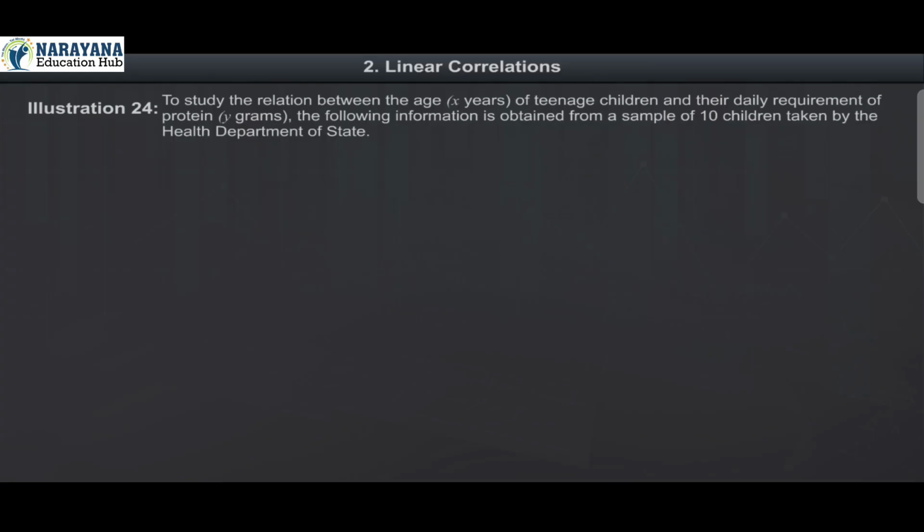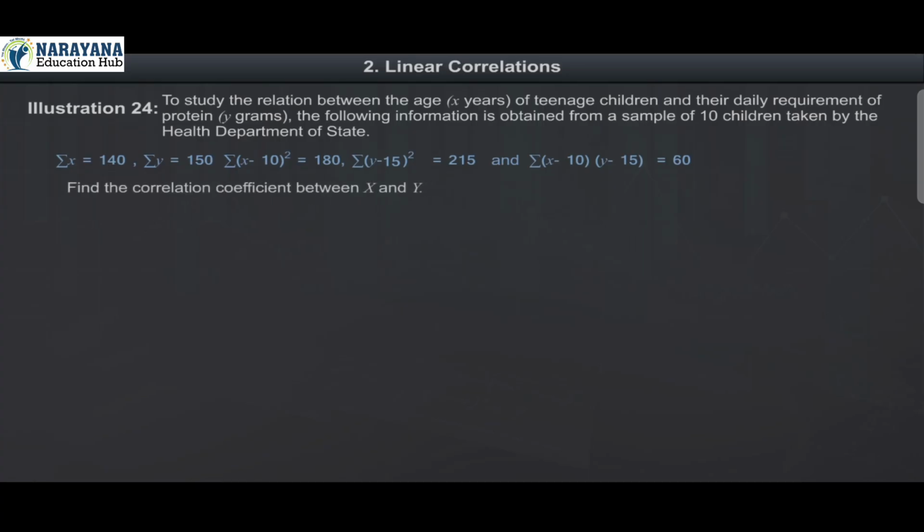Illustration 24. To study the relation between the age X years of teenage children and their daily requirement of protein Y grams, the following information is obtained from a sample of 10 children taken by the Health Department of a State. Sigma X is equal to 140. Sigma Y is equal to 150. Sigma (X minus 10) whole square is equal to 180. Sigma (Y minus Y bar) whole square is equal to 215. And sigma (X minus 10)(Y minus 15) is equal to 60. Find the correlation coefficient between X and Y.